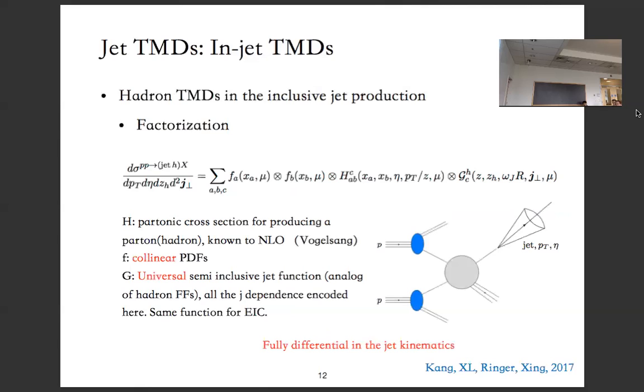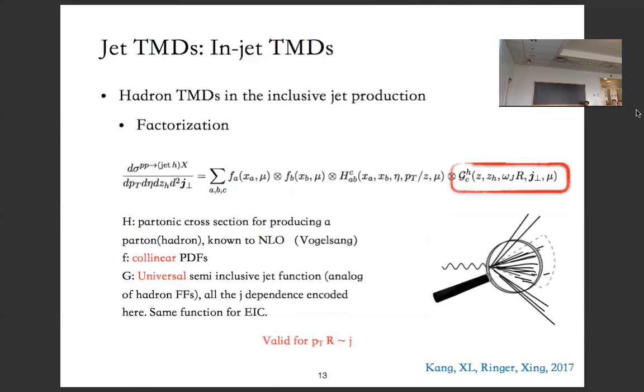Well, the partonic cross-section for producing a hadron is known to next-to-leading order by Vogelsang. Here F is the collinear PDFs, and G is a universal, so-called semi-inclusive jet function. You can think of it as a fragmentation function, so you replace the hadron fragmentation function by this jet function. This jet function is used to resum this log R term. Okay, so this is the first step. You basically zoom out. You don't care about anything inside this jet.